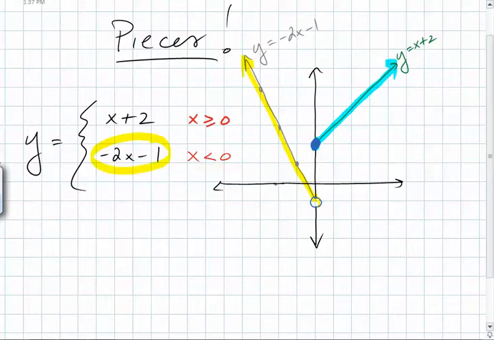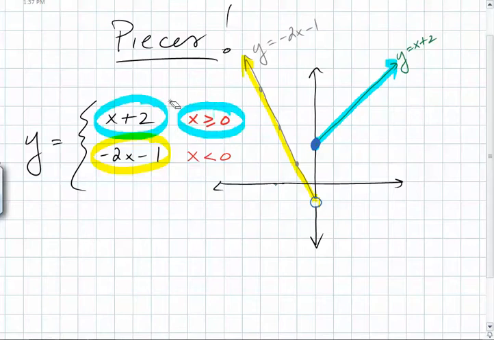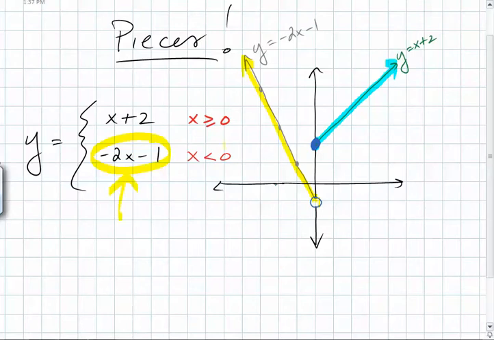So this function is now defined in pieces. It's equal to x plus 2 when x is greater than 0, and it's equal to negative 2x minus 1 when x is less than 0.